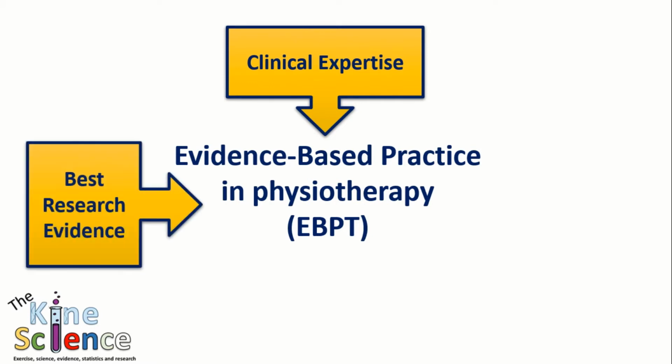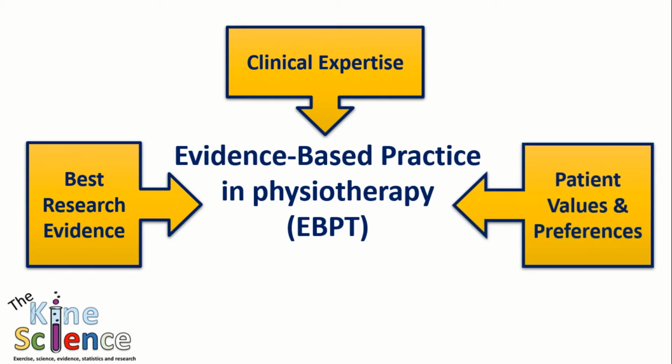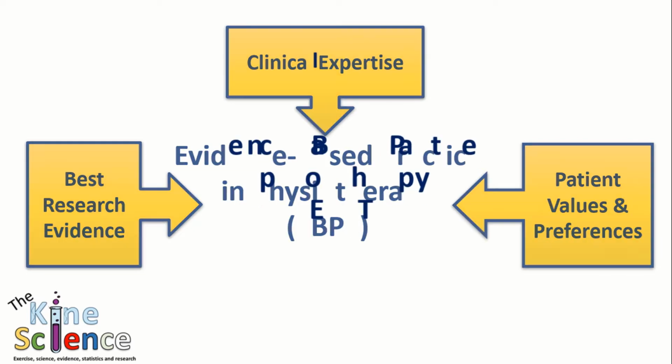The second one is the best research evidence. So if you are thinking to treat some specific disease and specific disability, you have to use the best evidence, so the best intervention in some specific disease. And in addition, you have to consider the preference and value of your patients. So if you consider these three different points, you are using the EBPT in your clinical practice.